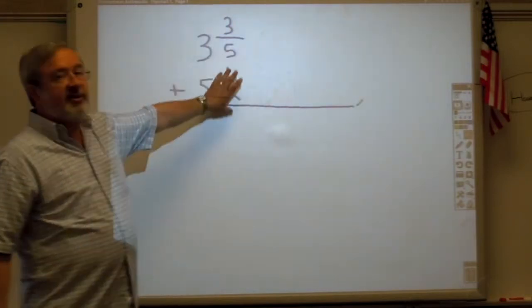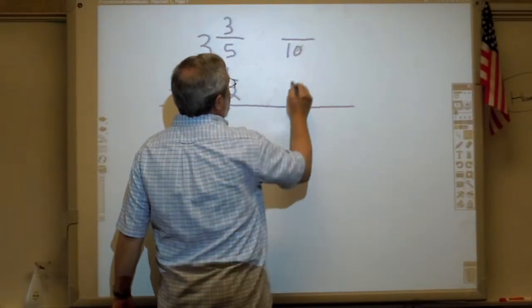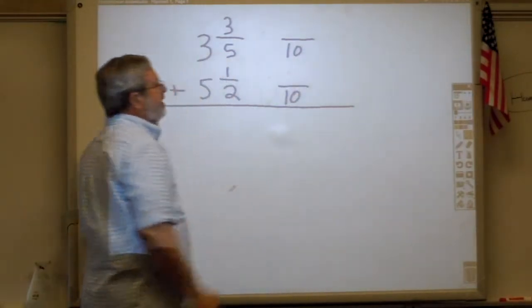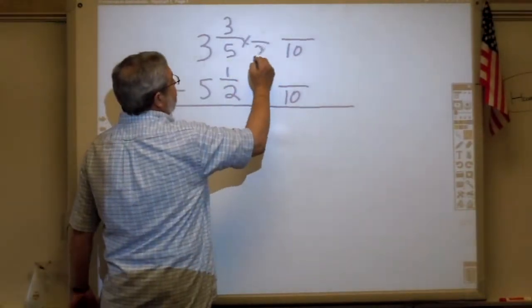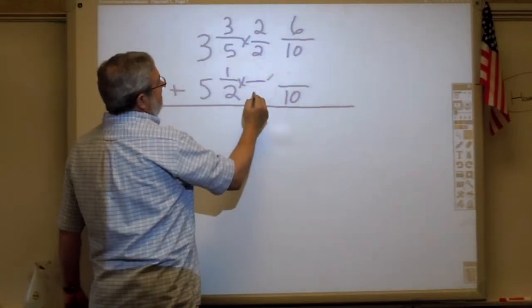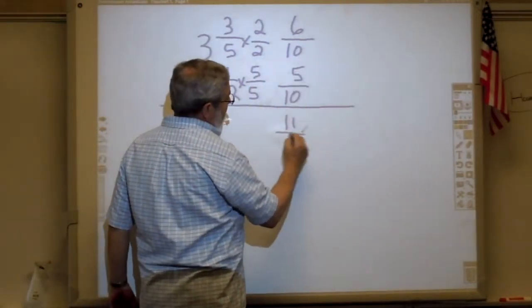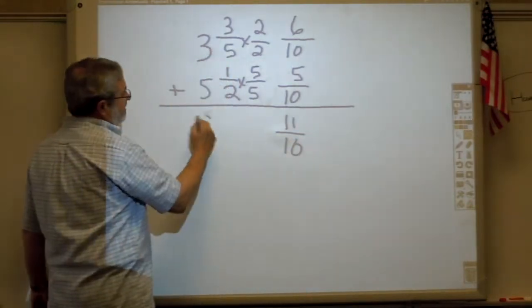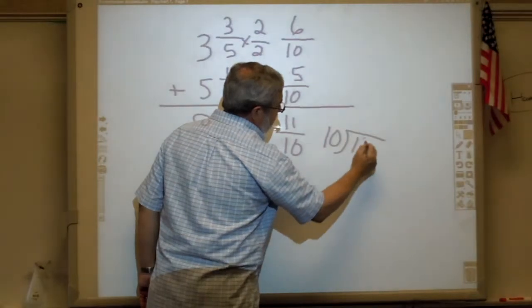All right, once again, two denominators, 5 and 2. That's going to give you a new denominator of 10. If I do my equivalent fraction, that'll give me 6/10. If I do it here, 5/10. 6 plus 5 will give me 11/10. My whole number turns out to be 8. Simplify this one.